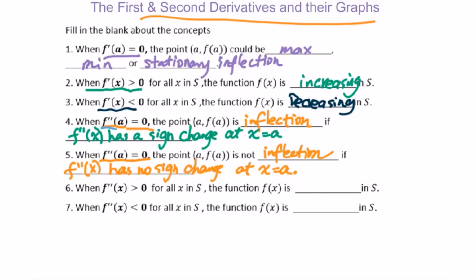One is f double prime of a equals 0. Second, f double prime of x has a sign change at x equals a. When f double prime of x is greater than 0, the function is concave up. When f double prime of x is less than 0, the graph is concave down.